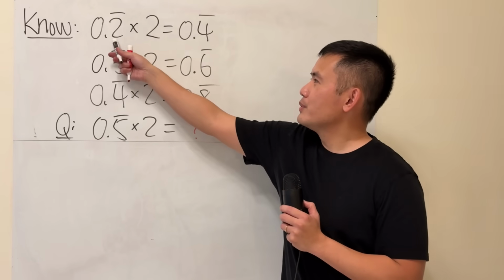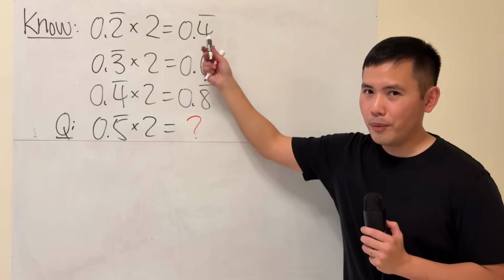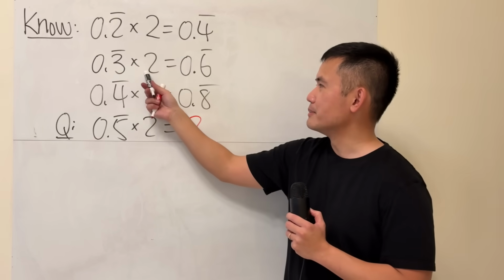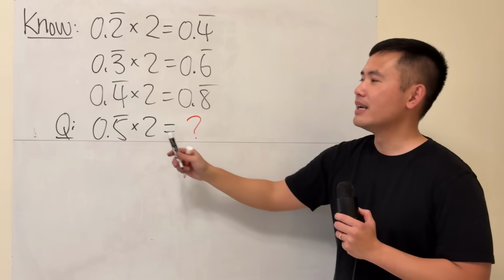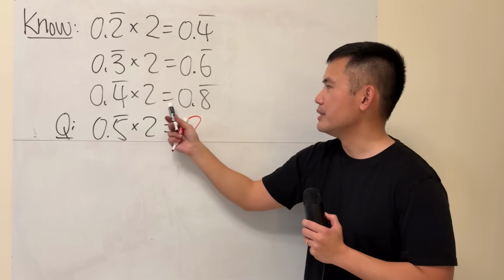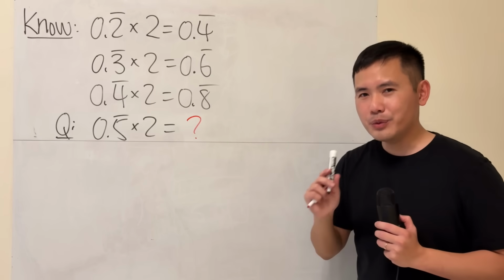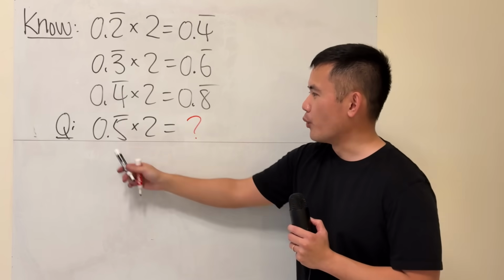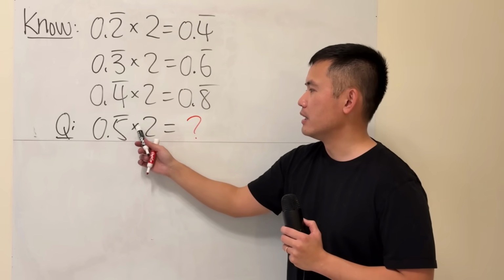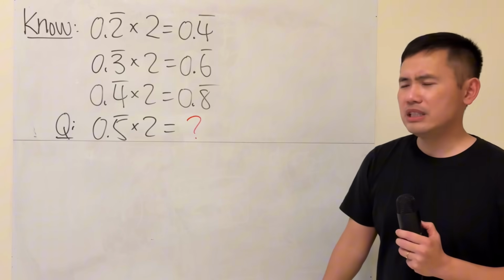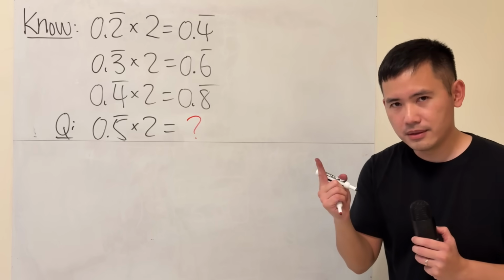So 0.2 bar times 2 is 0.4 bar. 0.3 bar times 2 is equal to 0.6 bar. 0.4 bar times 2 is equal to 0.8 bar. The question for you guys is, what's the value of 0.5 bar times 2 though? Isn't the answer just equal to 1?